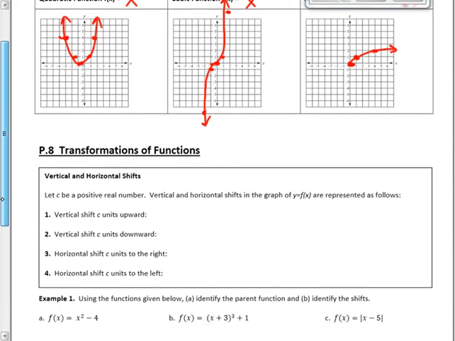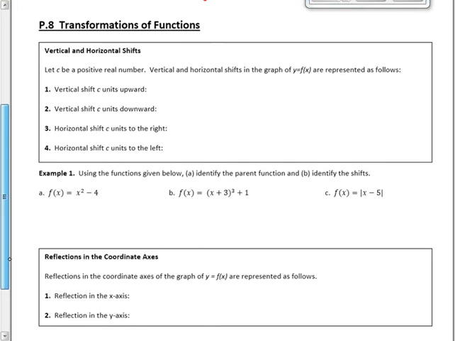So then we'll just continue with P8 here, because P8 is transforming those functions. And so if I have a couple different transformations of it, the first one being a vertical or horizontal shift, then if I'm going to do a vertical shift, I'm going to move things up or down. And so a vertical shift, if I do adding C, I'm going to move that upwards.